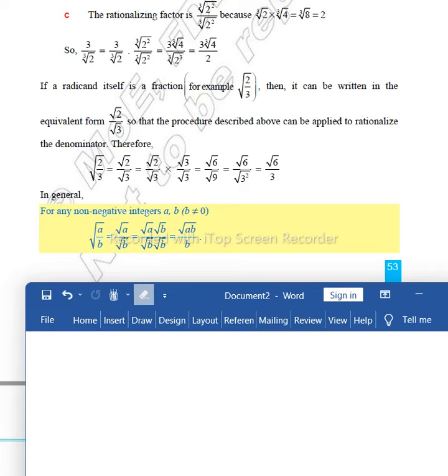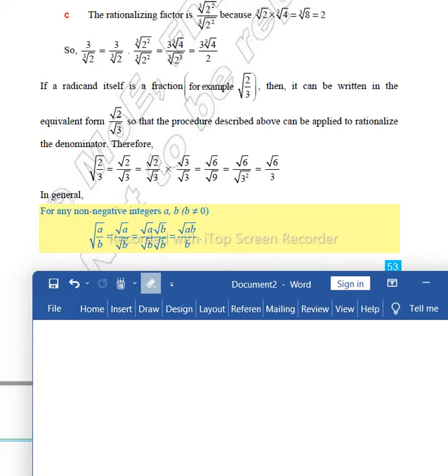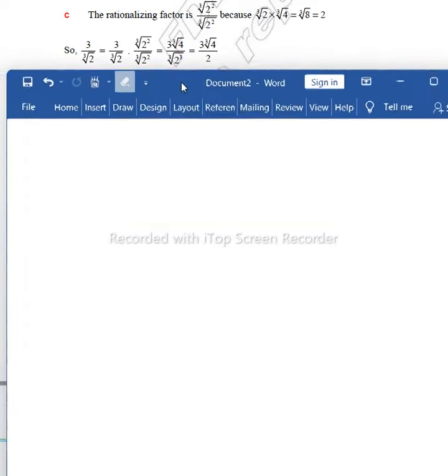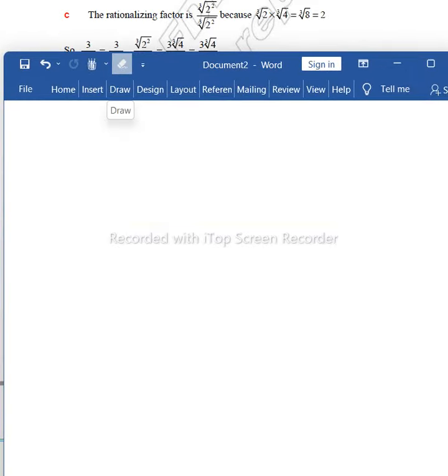Then we generalize. In general, for any non-negative integers a and b different from 0, because we cannot divide any number by 0, so it is undefined. So a given number a and b will be non-negative numbers and b different from 0.